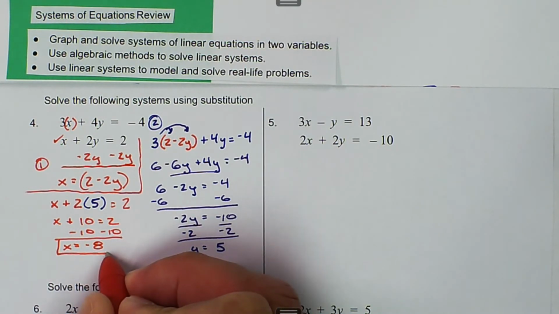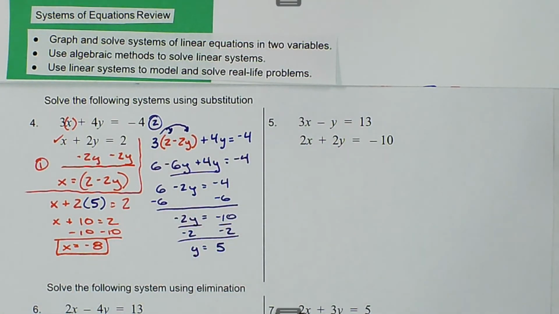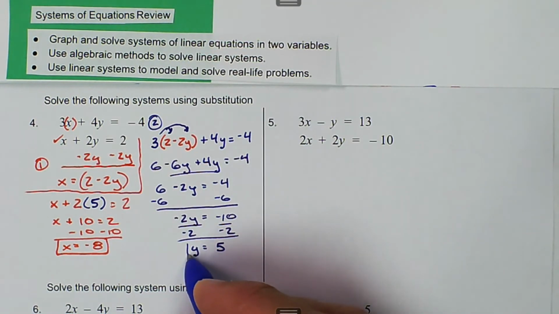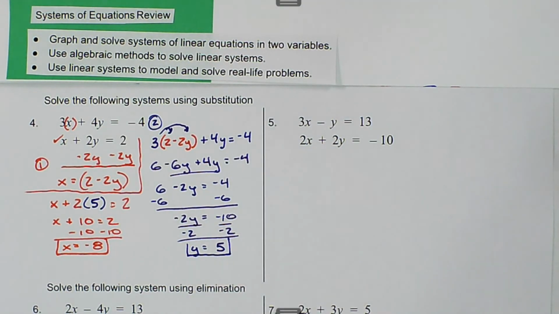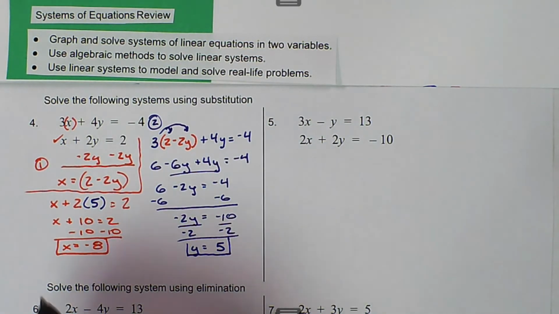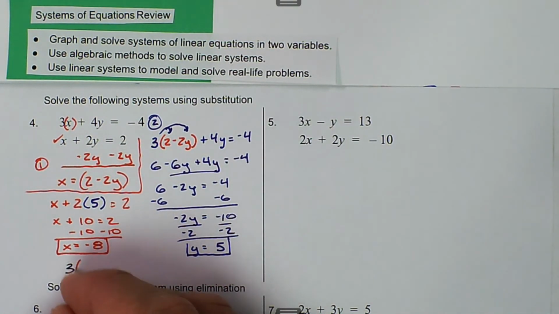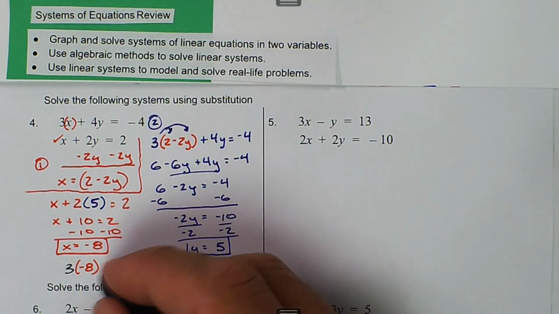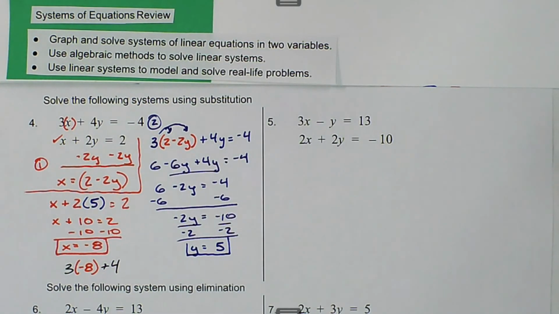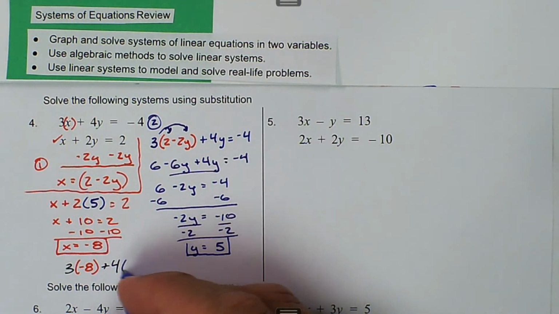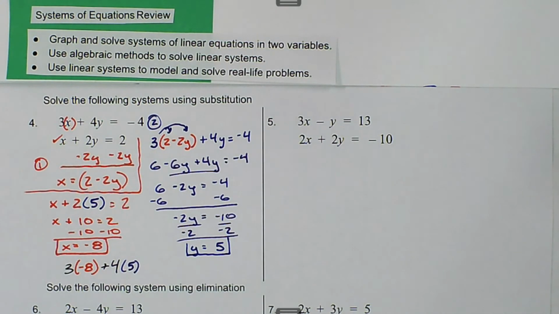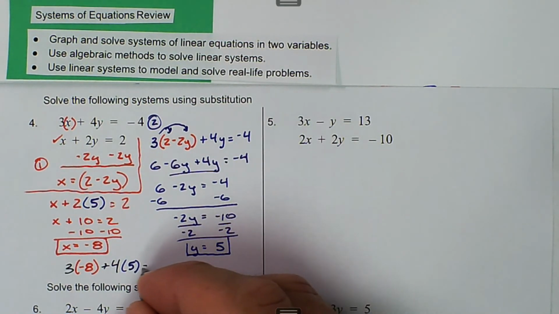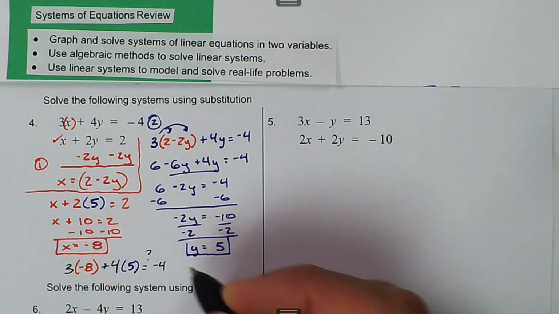So now we know, or we think we know what our x is. We think we know what our y is. And now we just have to check to make sure that we're correct. So we're going to use the top equation, which is 3, and we're going to substitute x in, negative 8. Then we say plus 4, and our y is 5. And it says that that is equal to negative 4, and we want to check that.